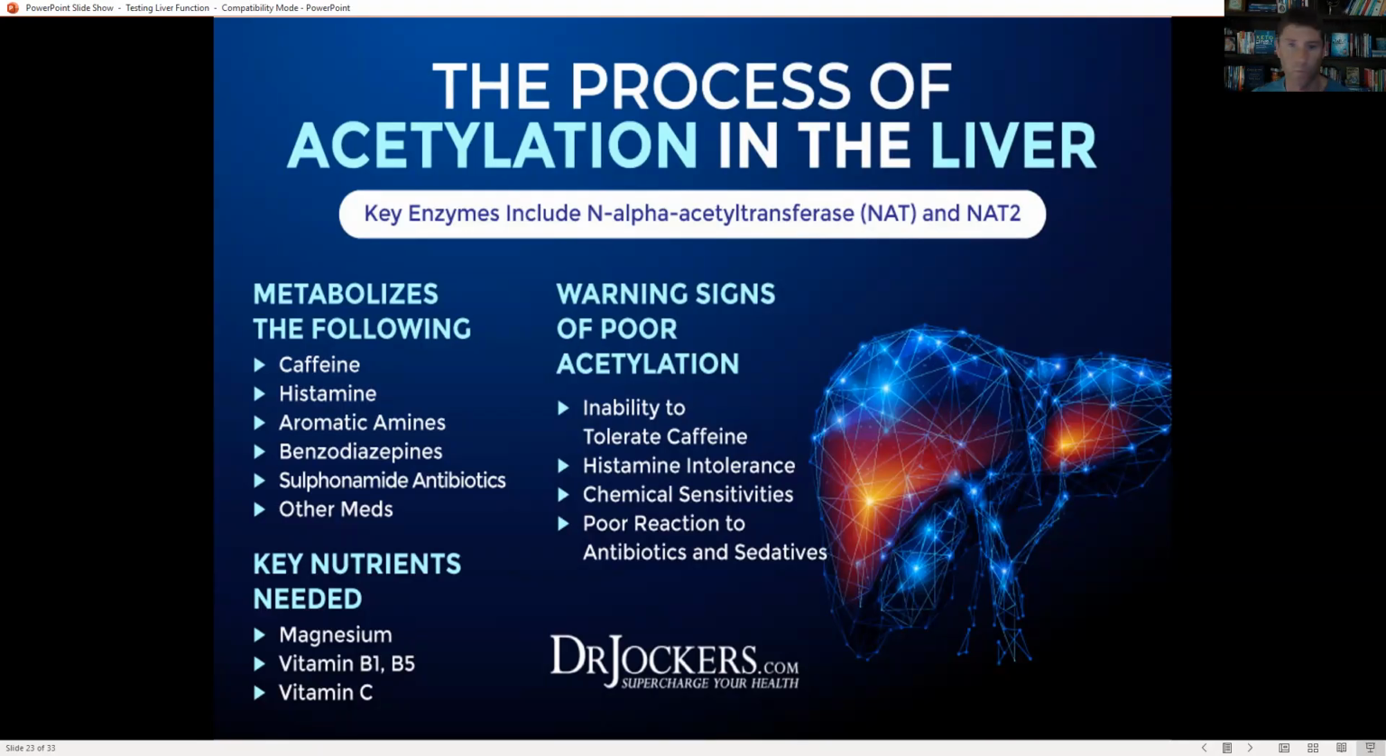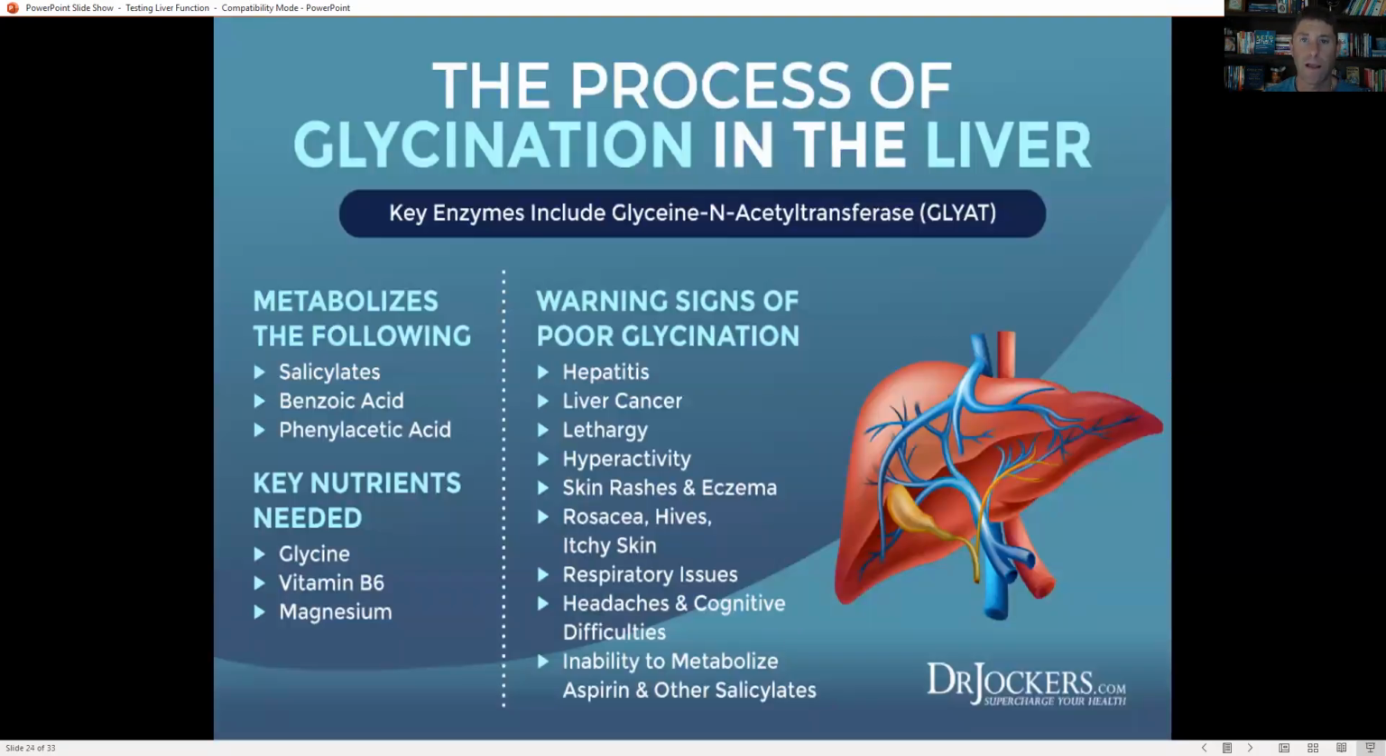If you have these chemical sensitivities that just seem to be going off, you're probably reacting to different types of aromatic amines that you're being exposed to in perfumes and all different types of things like that. Key nutrients needed: magnesium, vitamin B1 and B5, and vitamin C as well. So super important stuff. Now let's talk about the process of glycination or amino acid conjugation in the liver.